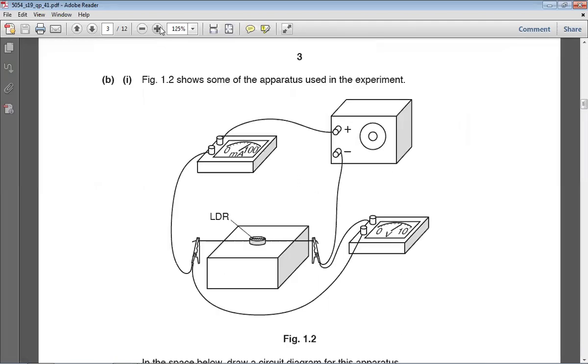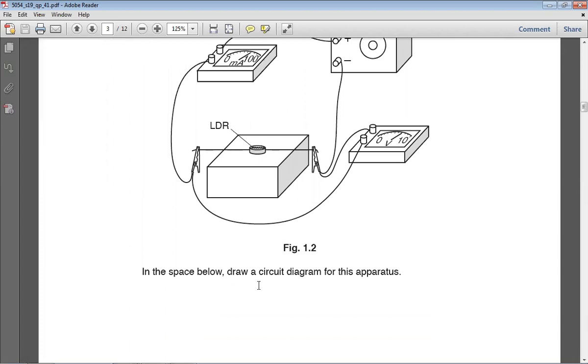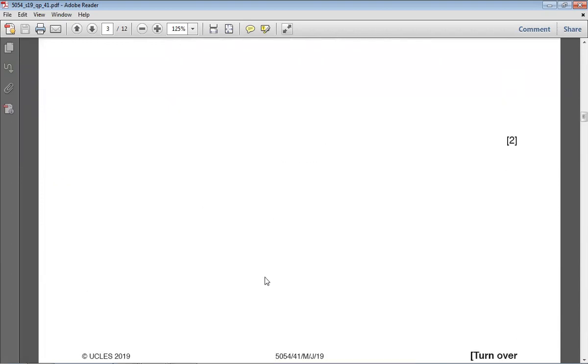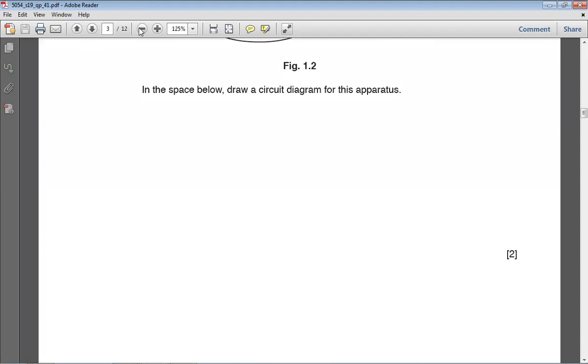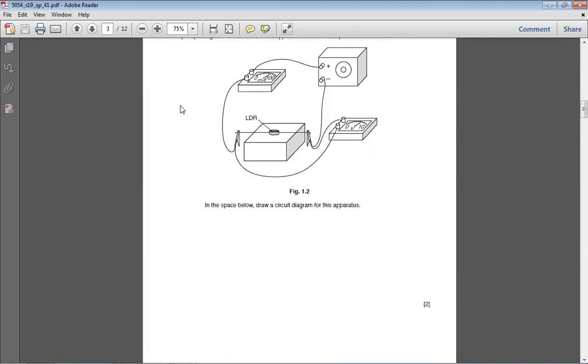He says figure 1.2 shows some of the apparatus used in this experiment. So here is a cell battery. Here we have an ammeter. Here we have an LDR. And parallel to the LDR, we have a voltmeter. So in the space below, draw a circuit diagram for this apparatus. It's a two mark question. We have to draw a circuit diagram for this apparatus.